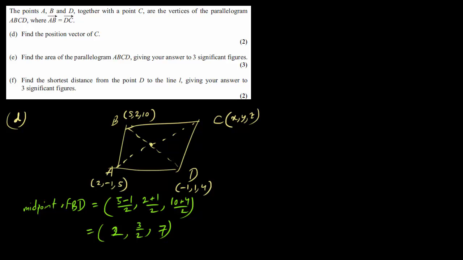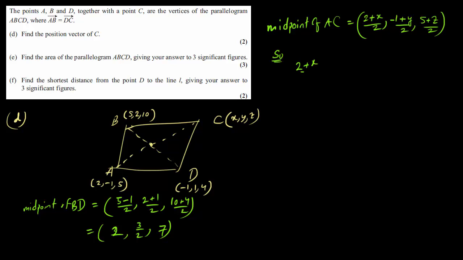Now we know that the midpoint of BD is the same as the midpoint of AC. That's the thing: the diagonals have the same midpoint. So now, midpoint of AC equals, since it's a parallelogram, the midpoint of BD and the midpoint of AC are the same. So we can write the x coordinate of the midpoint of AC, 2 plus x by 2, is the same as the x coordinate of the midpoint of BD, which is 2. So 2 plus x equals 4. Therefore x equals 2.